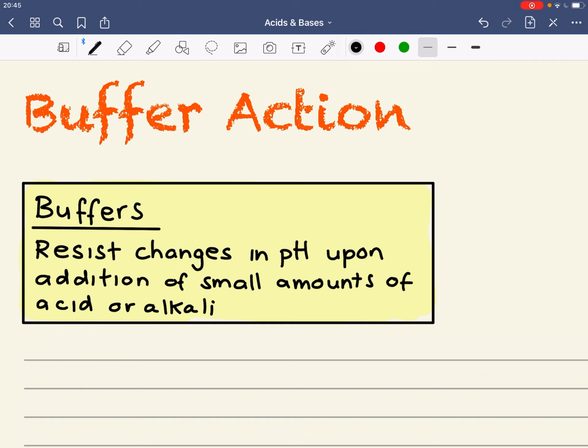Here we're going to look at buffers and how buffers work, the qualitative way buffers work. You've been given a definition of a buffer there: buffers resist the change in pH upon additions of small amounts of acid or alkali. Now, there are two types of buffer. There is an acidic buffer and a basic buffer.